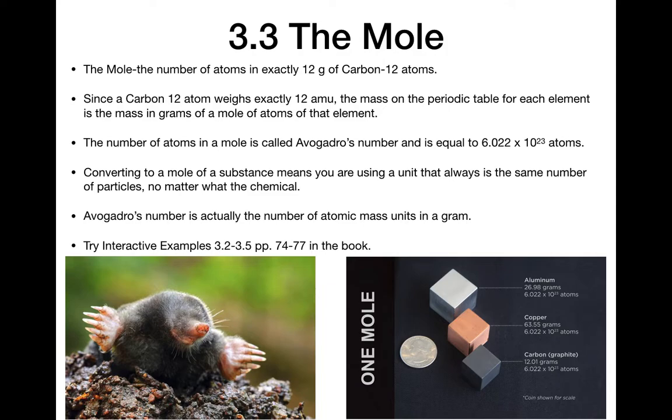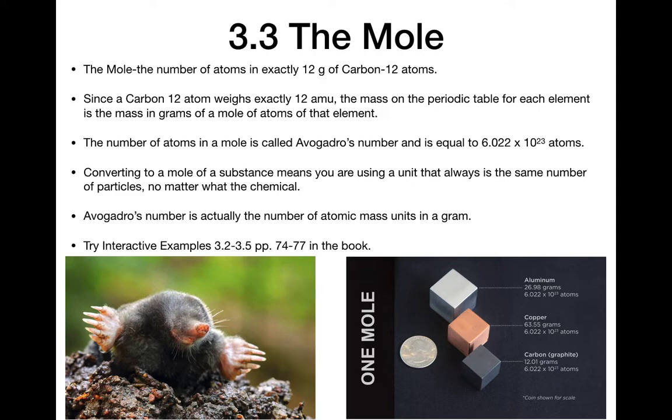The number of atoms in a mole we call Avogadro's number, and if we need to convert to atoms, we use 6.022 times 10 to the 23rd atoms in a mole. To convert a mole of a substance to particles means that you're using 6.022 times 10 to the 23rd times the number of moles to get the number of particles.